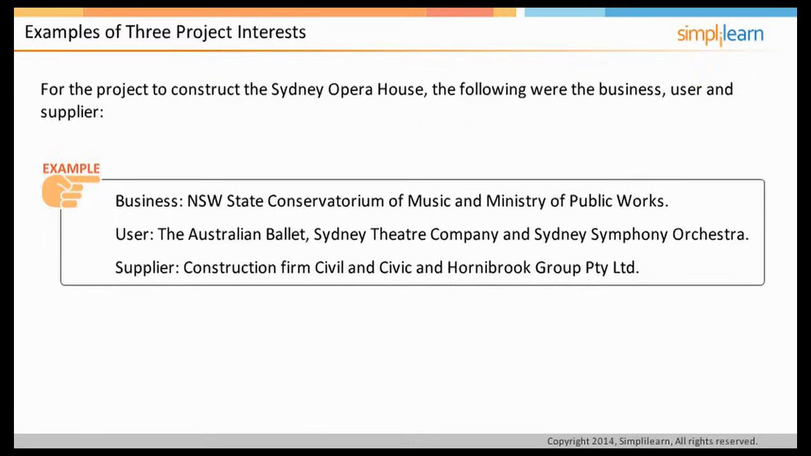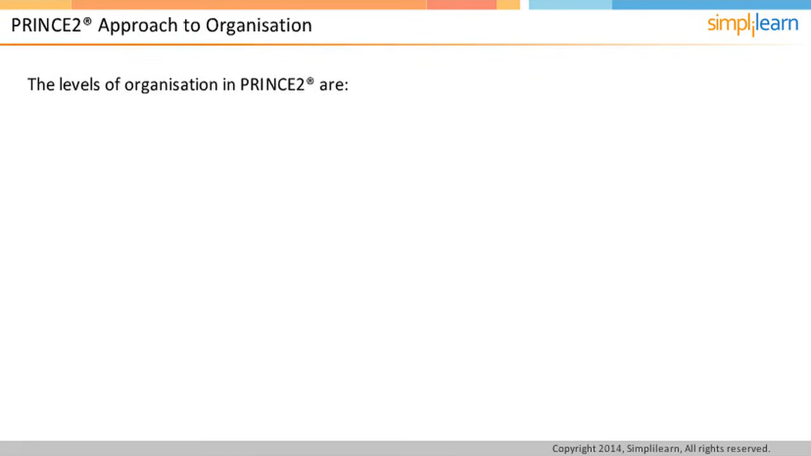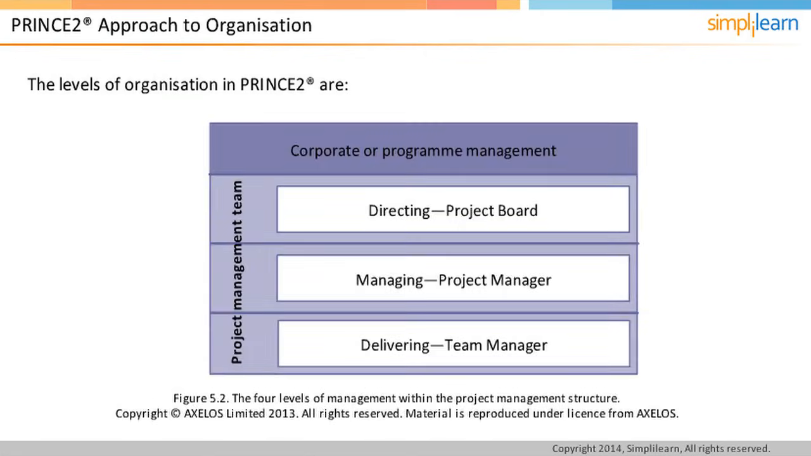PRINCE2 separates the direction and management of the project from the delivery of the project's output. As seen in the image on the screen, the project management structure has 4 levels, 3 of which represent the project management team, and the 4th which is outside of the project. As per PRINCE2, the 4 levels of management are corporate or program management, directing, managing, and delivering. Let us discuss these levels in detail in the following screen.